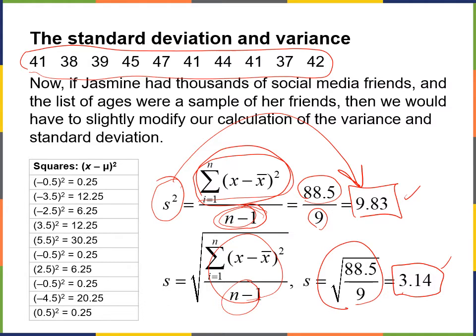But also understand: am I doing it for a sample or a population? You have to know which one you're dealing with. In this case, since we're talking about her having 1,000 friends and only looking at a small sample of 10 of them, that's different than saying she only has 10 friends total, and we're looking at all her friends' ages and working with that, which would be a population.